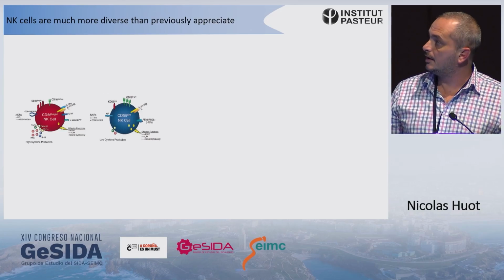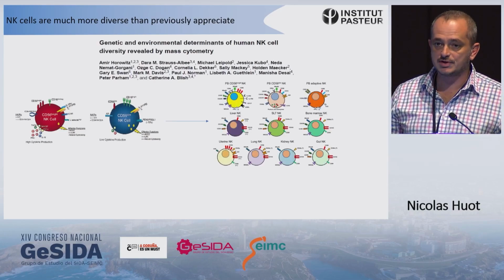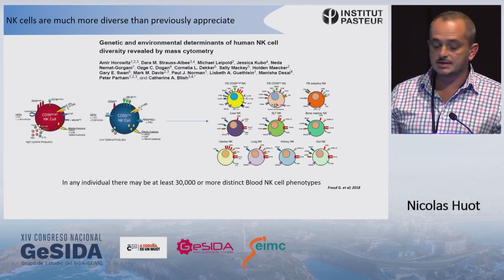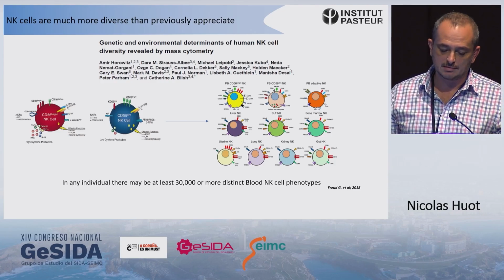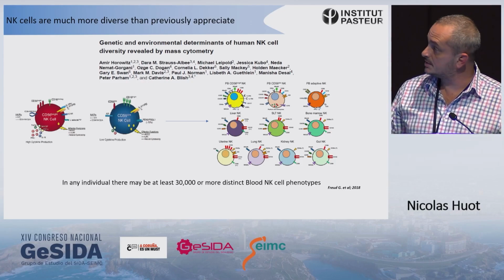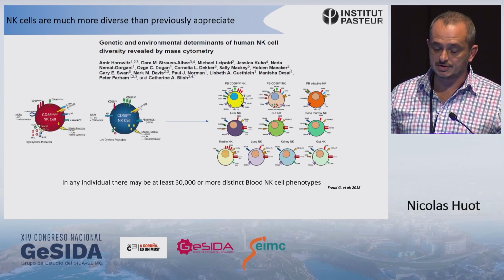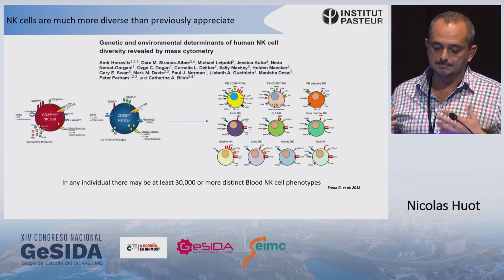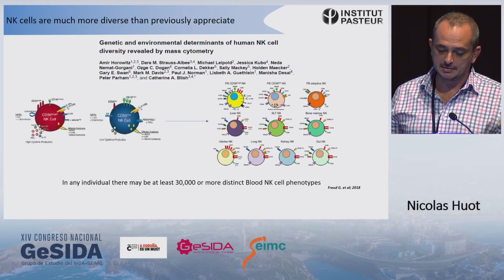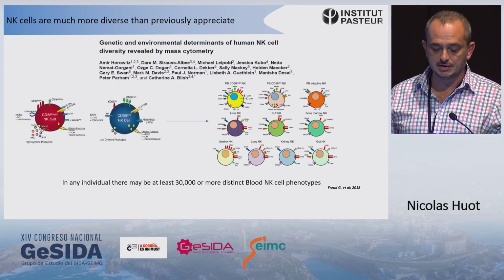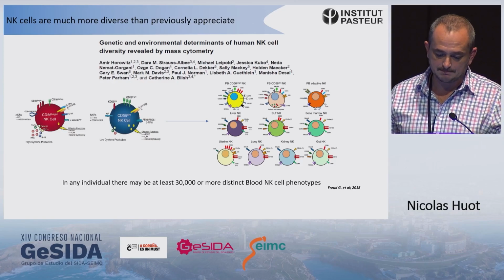So having said that, this old view of NK cells has changed during the last decade, and nowadays it's well admitted that NK cells are more diverse than previously appreciated. In fact, in any individual, we are able to count more than 30,000 different NK cell phenotypes. And this does not take into account the fact that NK cells are also present in different tissues. The huge heterogeneity between NK cells in any individual has pushed the field to investigate this population and to understand how heterogeneity could participate to NK cell biology.